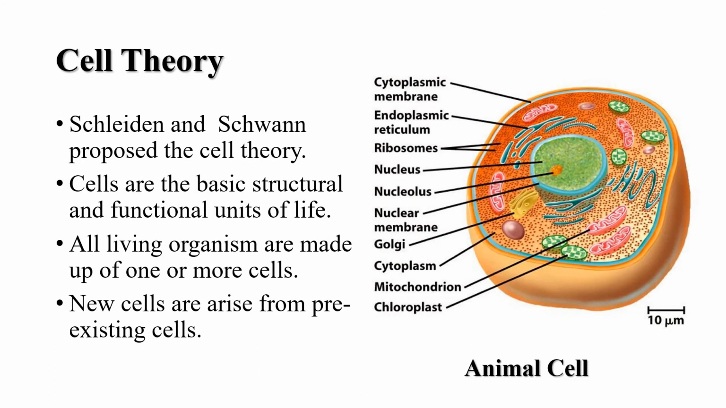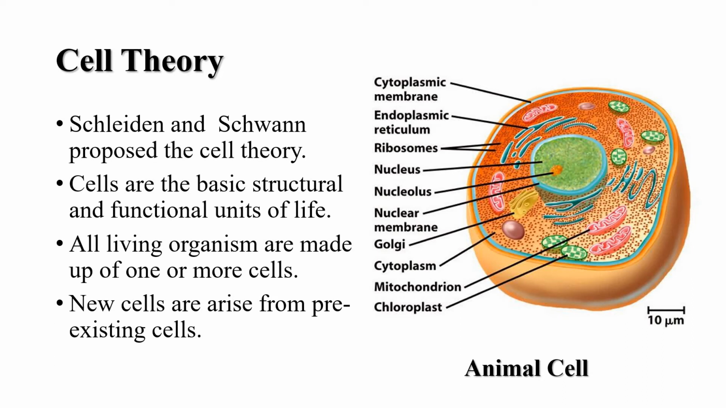And students, now let us understand what cell theory is. Cell theory was first proposed by the German botanist M.J. Schleiden and the German physiologist Theodor Schwann in 1838. Finally, it was formalized by the German researcher Rudolf Virchow in 1858.